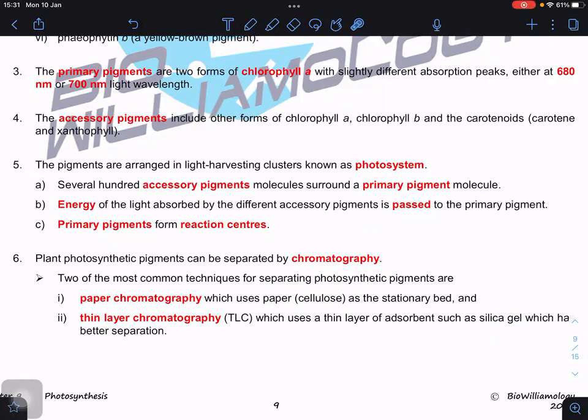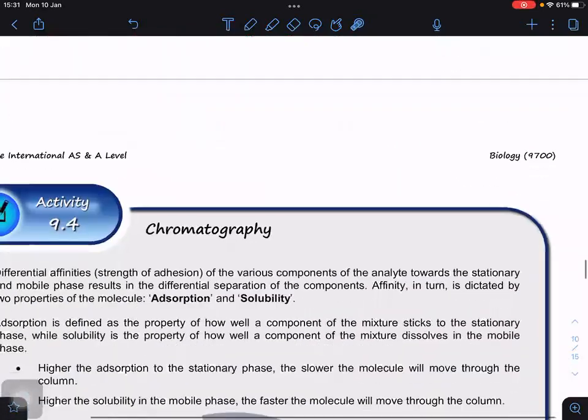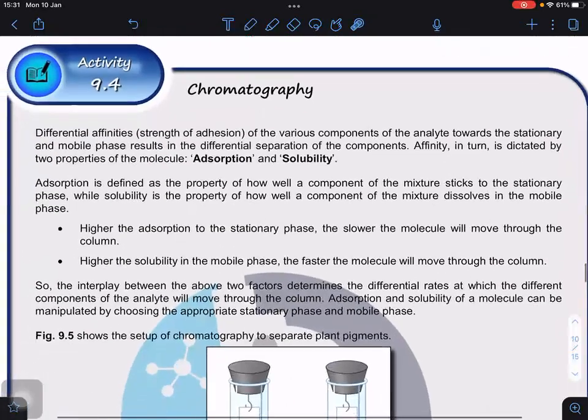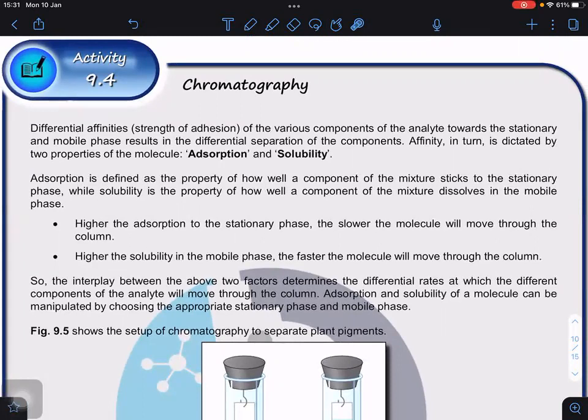as the stationary phase. What we're going to discuss now will be a little bit complicated in terms of the principle, so if you have any question, feel free to ask. So what is chromatography? Chromatography is based on 2 principles. One is adsorption. Another one is solubility.